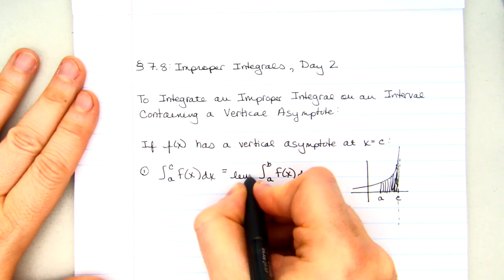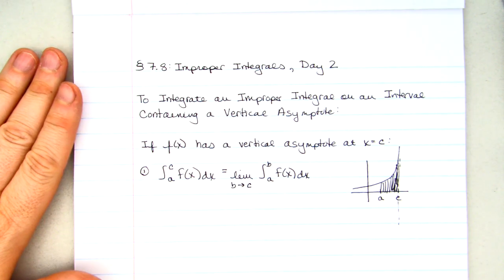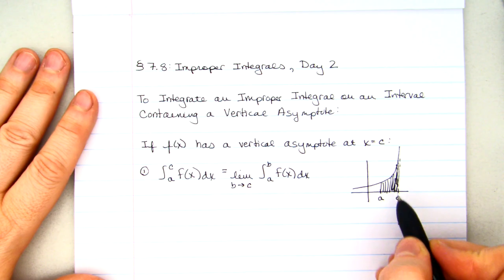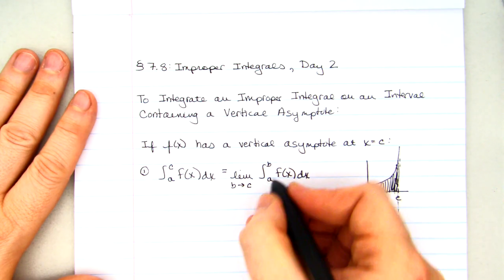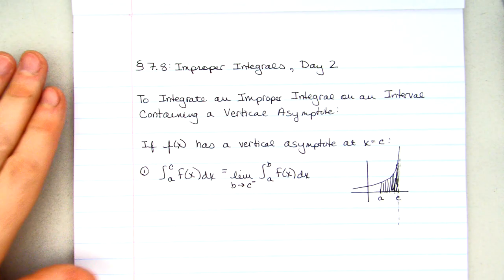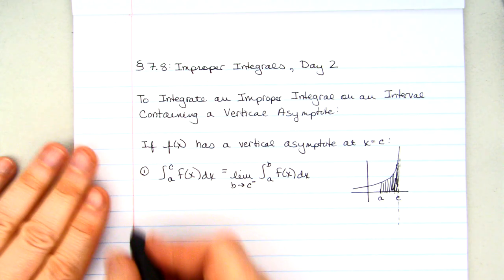Well, to do that, I'm going to set up a limit. I want b to get close to c. But not just c in general, I need to get close to c from the left side. I don't care for this particular problem about what's happening on the right of c, just what's happening to the left of c. So I'm going to turn my problem into a limit that looks like that.